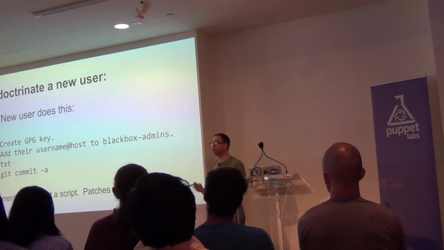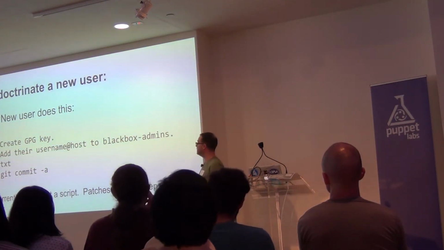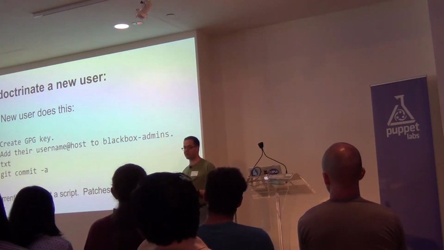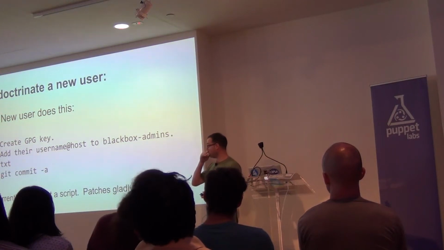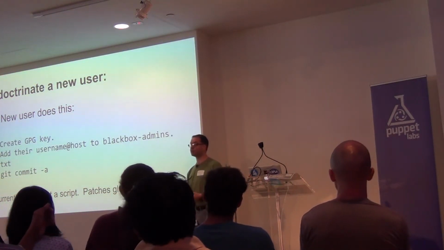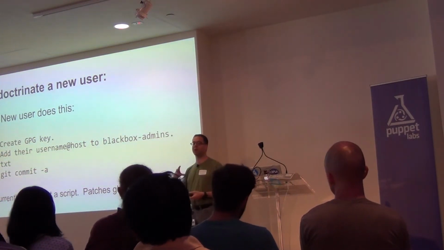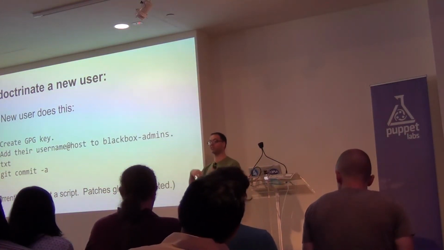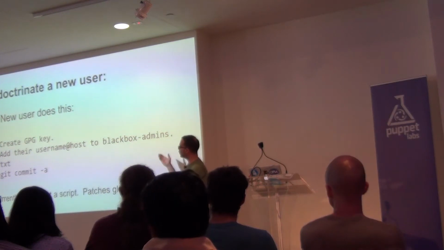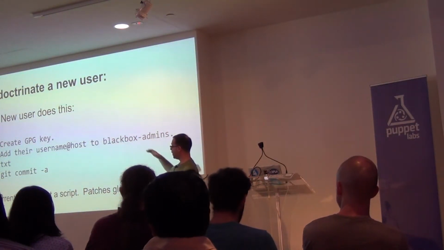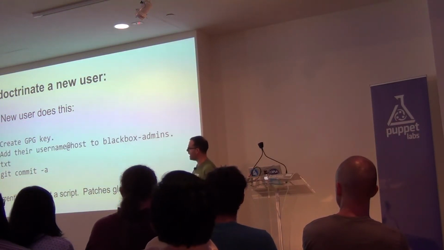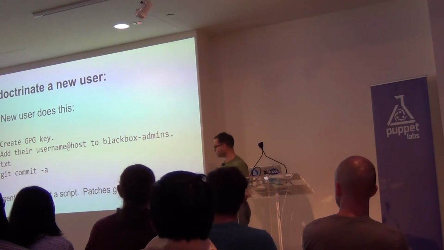So the procedure for new employees when they join our system and team, they have to enroll themselves into this process. We tried to make that as simple as possible. It's a two-step process. First, they enroll, and then someone that currently has access approves their admission into the system. So a new user would create their GPG key, add their name to this BlackBox-admins file, and commit that into Git.